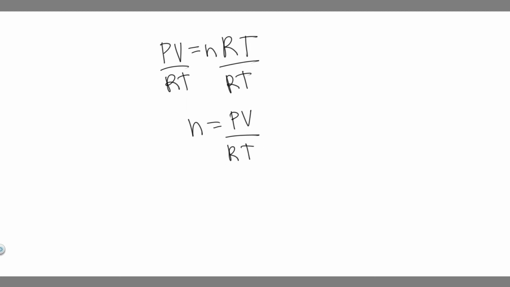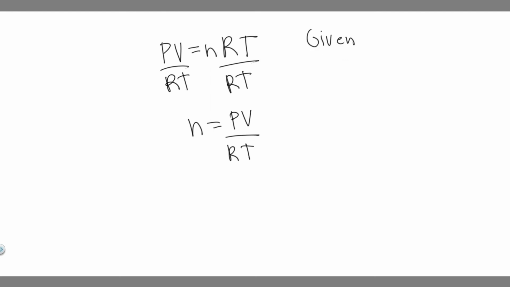So let's just go over what each of these are. P is just going to be pressure in pascals. V is going to be the volume. That's going to be needed in meters cubed. R is just a gas constant, which is just 8.314. And then T is going to be the temperature in Kelvin. So let's just write down our givens so we can get all of these.